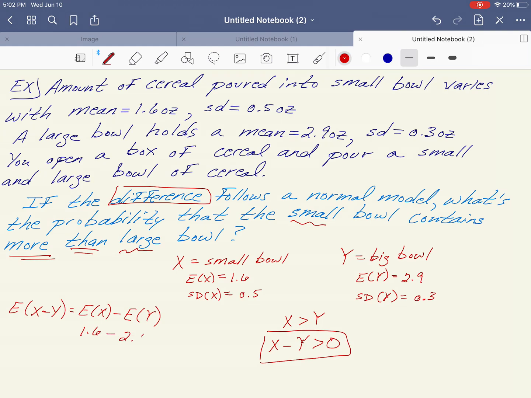So that looks like 1.6 subtract 2.9. That gives me negative 1.3 for my expected value. And now let's calculate our standard deviation.